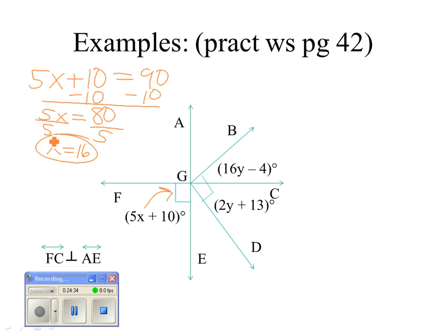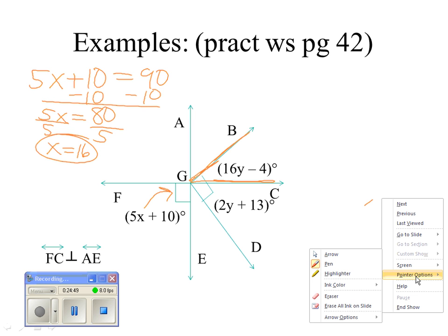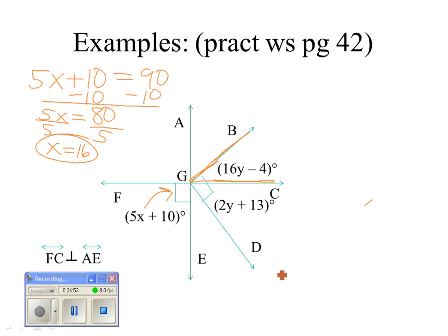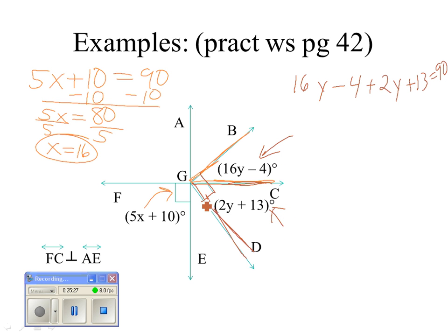How could we set up an equation to find y? What can you tell me about that angle and this angle? They add up to 90. They're complementary angles. So now what equation can I set up? This angle plus this angle has to add up to be that right angle right there.